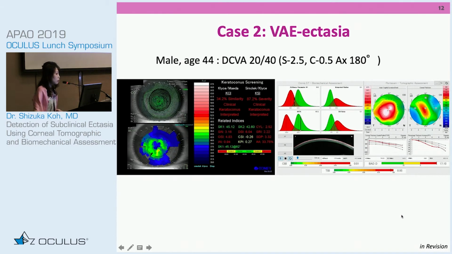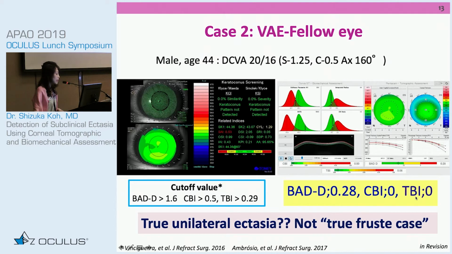This is another case of a VAE, a 40-year-old male. Obviously you can see the ectasia in this eye. This is the fellow eye of this case. You can see 0% on the TMS5 display. Comparing the cutoff values with the real values, BAD-D, CBI and TBI are all completely normal. So it looks like this case presents true unilateral ectasia, not a true fruste case.